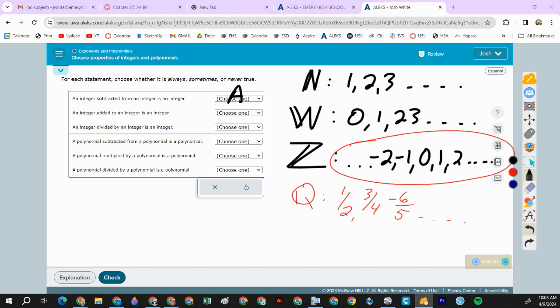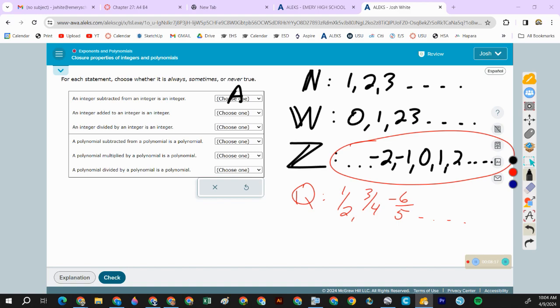Okay. And in mathematical terms, that is called closure. We say the integers are closed under subtraction. If you take an integer and subtract another integer, then you're going to get a number that's also an integer.